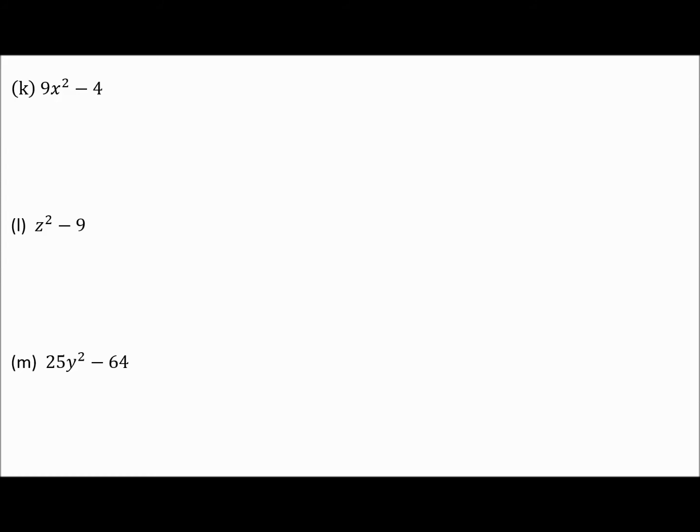So I look at K and go, oh, that's a difference of squares. I have subtraction, good. The first term, the square root of that is 3x. The second term, the square root of that is 2. That means we've got this as 3x plus 2 times 3x minus 2.